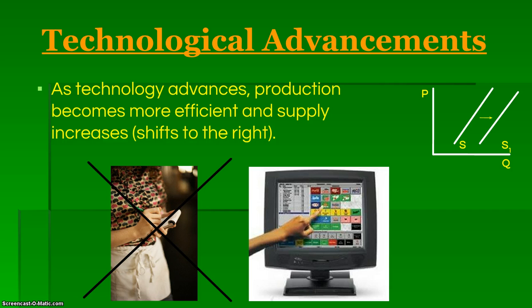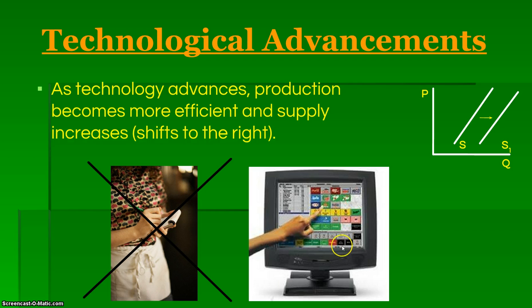T stands for technological advancements. Anytime technology advances in production, it's going to make that production more efficient and allow for supply to increase. A company would hopefully not adopt a new technology that caused less efficient production. So hopefully we would not see an example of technology causing supply to decrease. Hopefully it will always be that technology causes supply to increase.